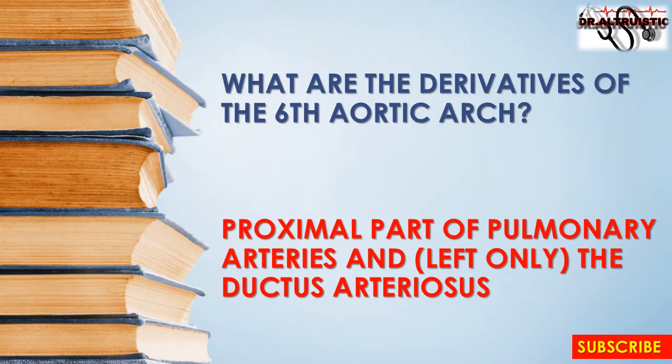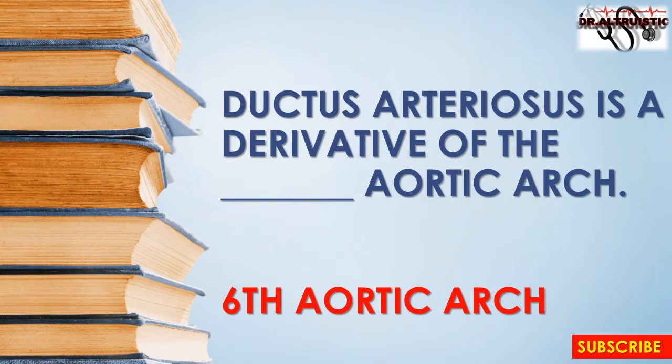What are the derivatives of the sixth aortic arch? Proximal part of pulmonary arteries and, left only, the ductus arteriosus. Ductus arteriosus is a derivative of the sixth aortic arch.